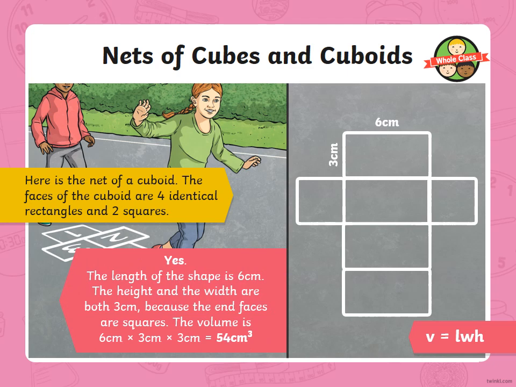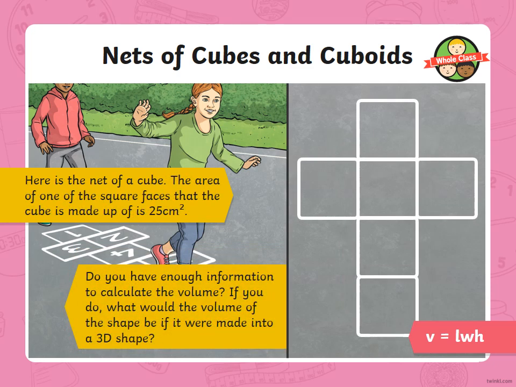Fantastic. Yes, we can work out the volume. The length of the shape is 6 centimeters. The height and the width are both 3 centimeters because the end faces are squares. The volume then is 6 centimeters multiplied by 3 multiplied by 3, which equals 54 centimeters cubed.